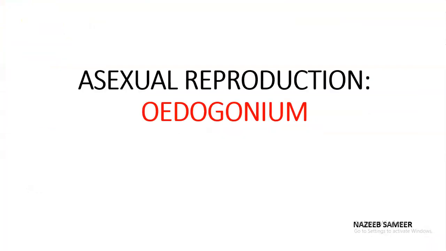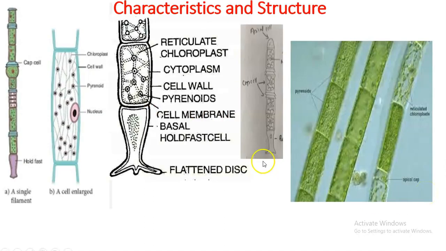So today we are going to see the asexual reproduction in Oedogonium. We have already discussed its salient features, the general characteristics, its ecological habitat and things like that. We have seen its general structure. It has three kinds of cells: one is an apical cell, the second is a basal cell, and in between we have intercalary cells.